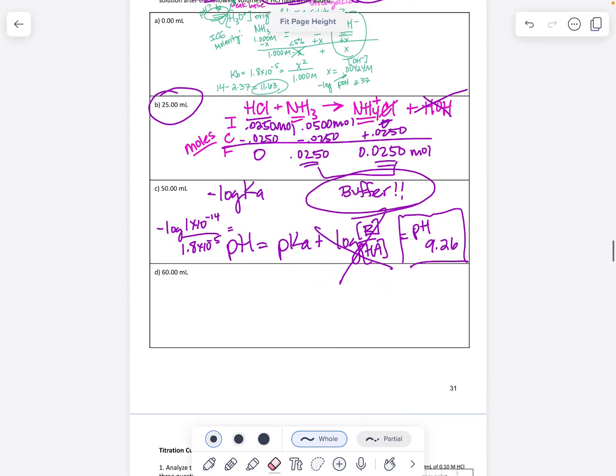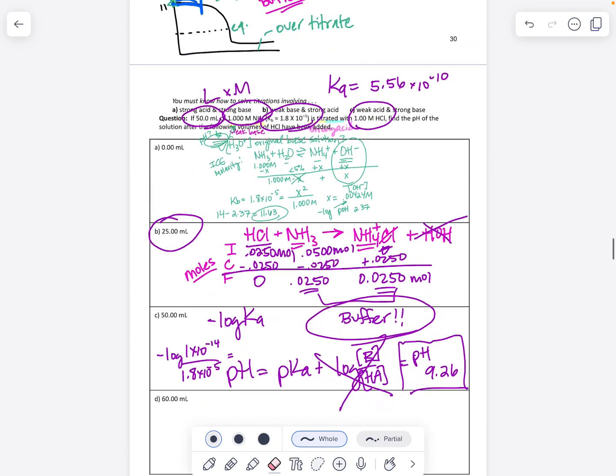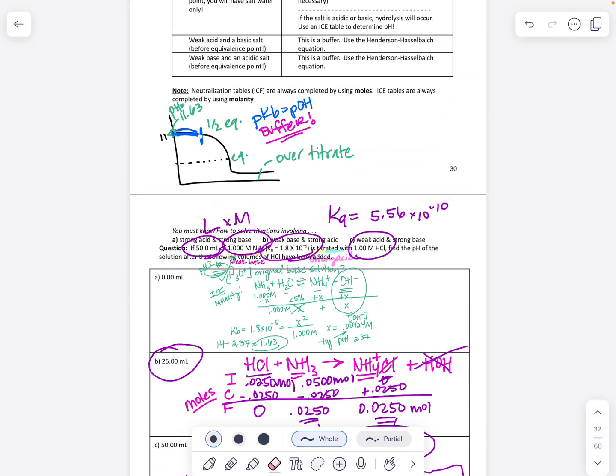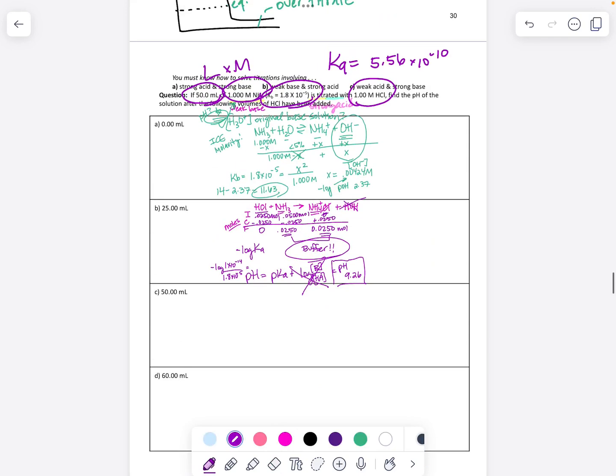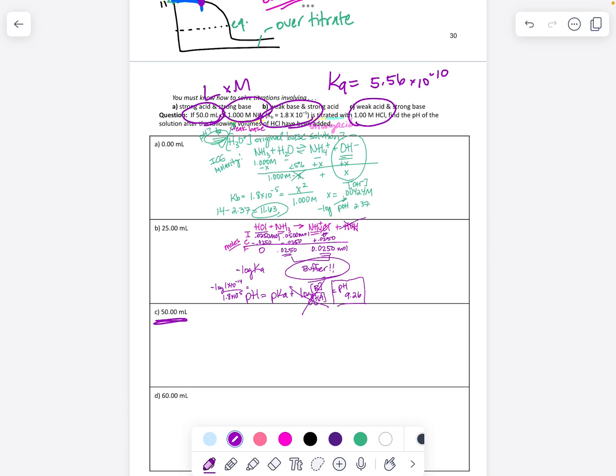Okay, wow, so that's a lot. Okay, when I think about where I am again, that was this part right here, this half equivalence, where my pKb is equal to pOH, and my pKa is equal to pH. Okay, so now I am at 50 milliliters.